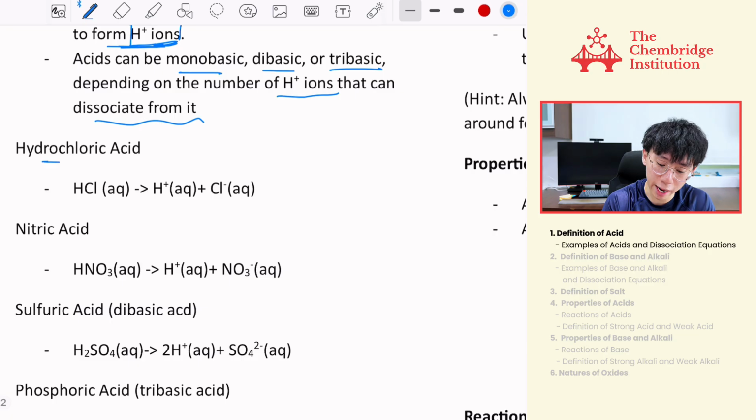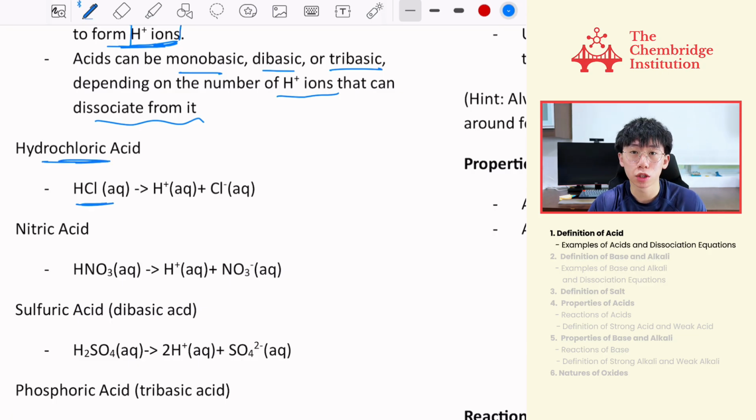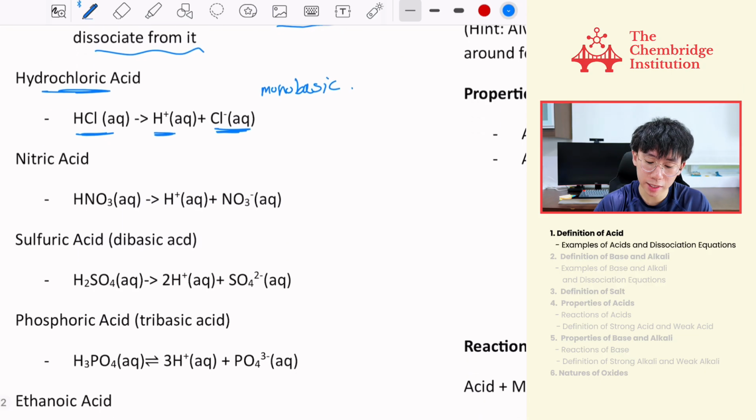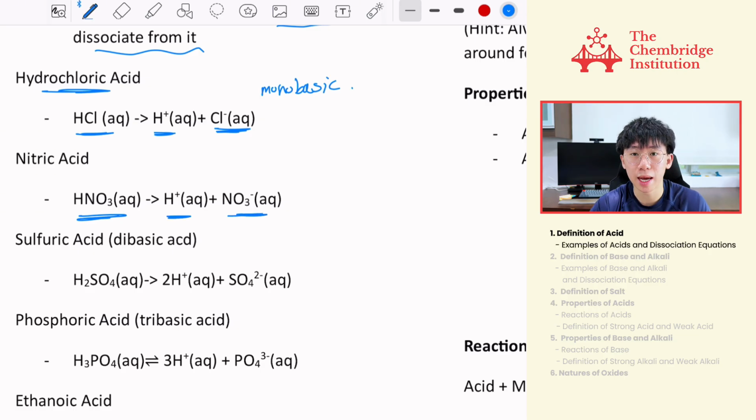For example, hydrochloric acid, HCl aqueous, dissociates in water to give H+ aqueous and Cl- aqueous. Notice how one H+ ion came out from one molecule of HCl, so we call this a monobasic acid. Let's look at nitric acid, another common acid. Nitric acid is HNO3 aqueous and dissociates to give H+ aqueous and NO3- aqueous. This is also a monobasic acid.